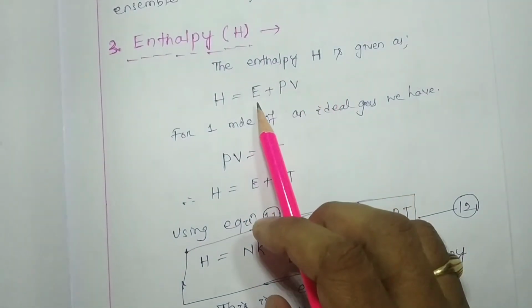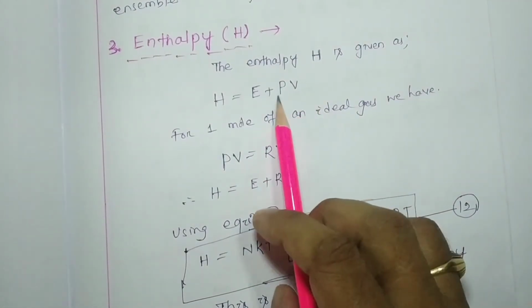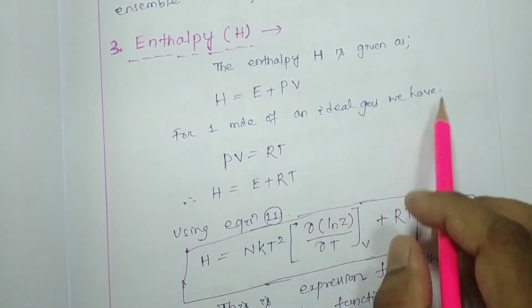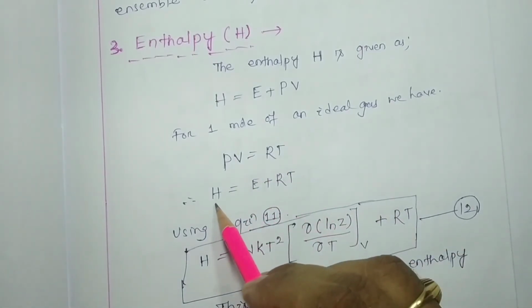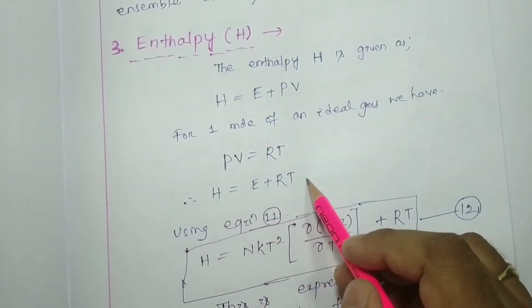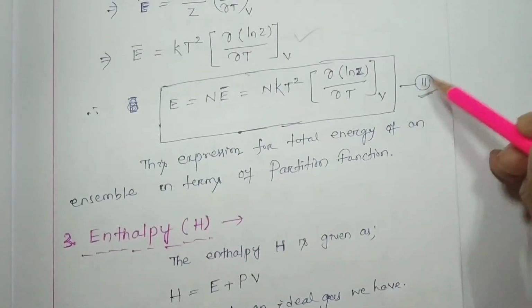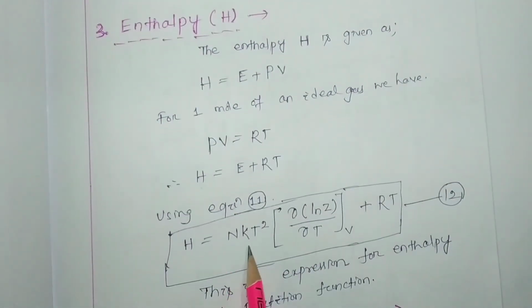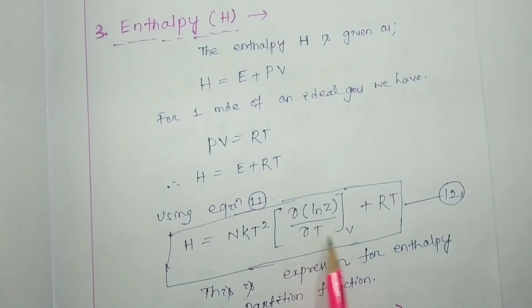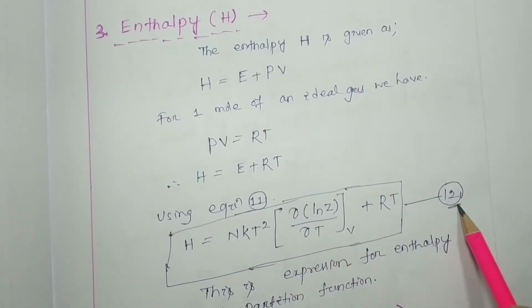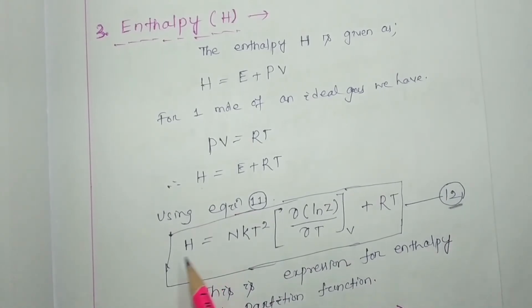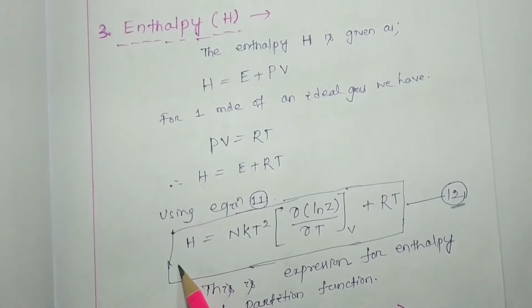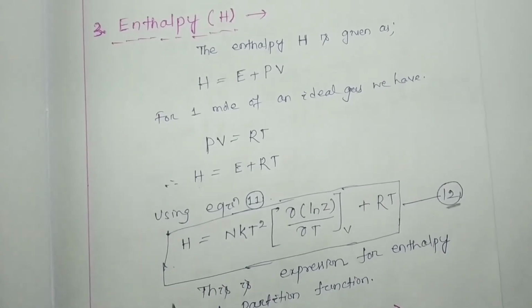Now come to the enthalpy. Enthalpy is nothing but total energy plus P into V, PV. So for 1 mole of ideal gas we have PV equal to RT, or we can write enthalpy H equal to E plus RT. Using equation number 11, instead of E we can write this expression: n kT square del ln z by del t at constant v, plus RT. This is your equation number 12, which represents the enthalpy of the gas.